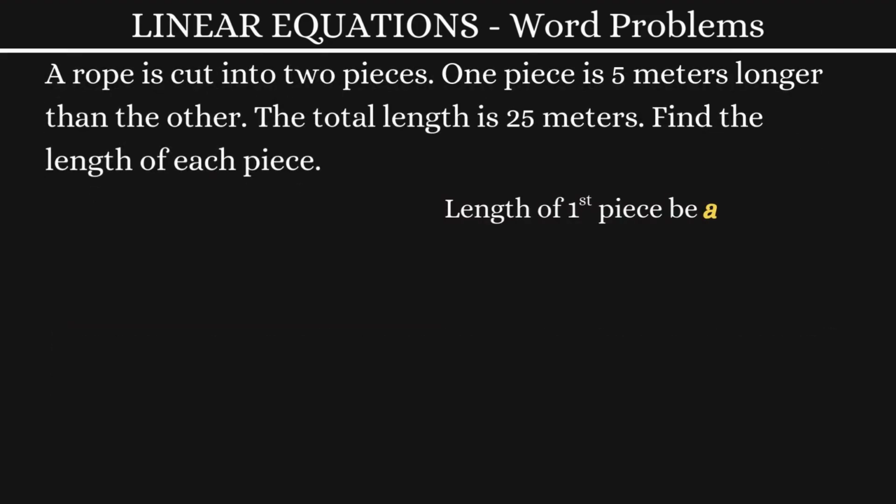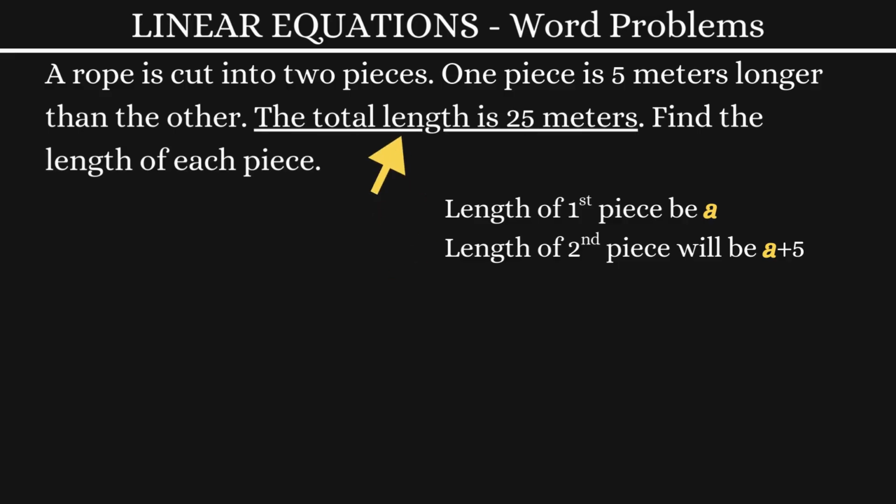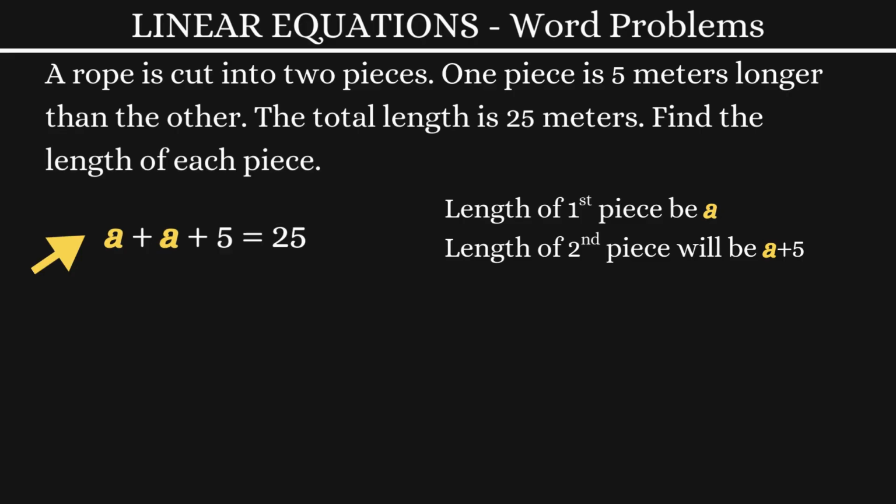Let's assume the length of the first piece as A. Since one piece is 5 meters longer than the other, the second piece will be of length A plus 5. Next, the total length is 25 meters. That means A plus A plus 5 is equal to 25. This is our equation: 2A plus 5 is equal to 25.